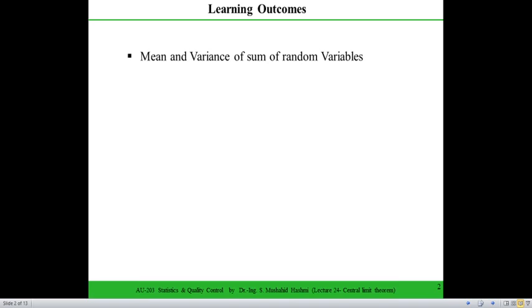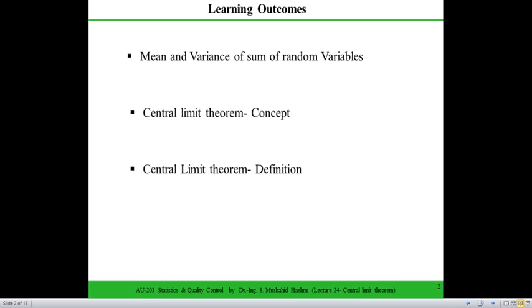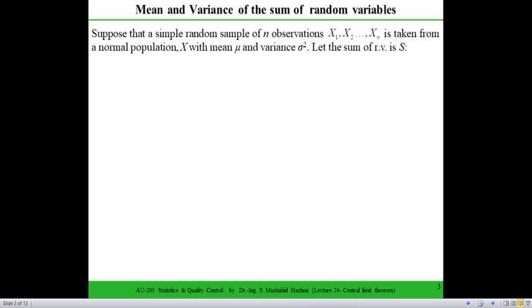We have already dealt with the linear combination of random variables, so the sum of random variables would be exactly the same as the linear combination of random variables. Then we will develop the concept of the central limit theorem, and after that we will be able to define the central limit theorem and solve a problem related to it.